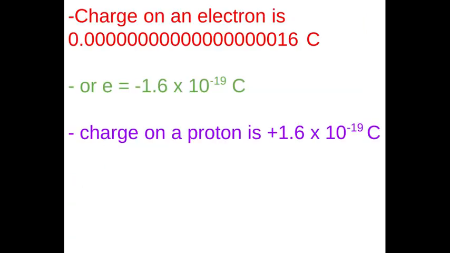So here's the last slide. The charge on an electron is 0.000000000, you get the idea, 16 coulombs. Or we can write it like this: e stands for the charge on an electron, and it is negative 1.6 times 10 to the negative 19th coulombs. An insanely small amount of charge, which shouldn't be surprising because it's an insanely small thing. A proton has the same amount of charge, but it's positive. So a proton has a charge of positive 1.6 times 10 to the negative 19 coulombs.